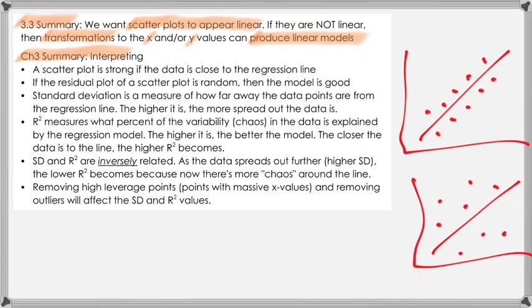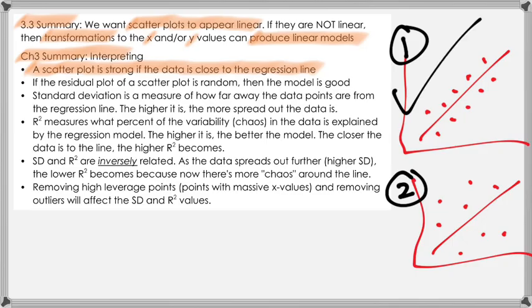So listen up. First of all, very obvious thing, a scatter plot is strong if the data is close to the regression line. So looking at the 2 little sketches I drew here, let's call this sketch number 1 and this will be sketch number 2. The first question would be, which one of those sketches is going to be stronger? And hopefully you would immediately say sketch number 1 because the data set is much tighter and closer to the regression line.